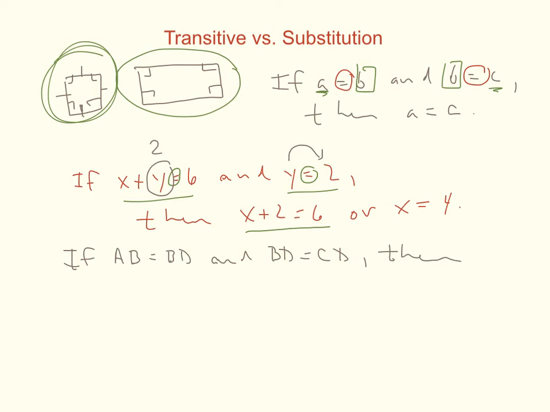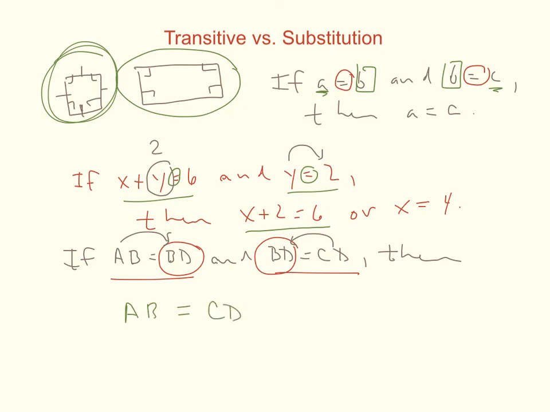Well, in this case, I have an equation on both sides. I have two equations, equation here, equation here. They both have an equal sign. Notice they both have a BD. Because they both have a BD, then I can go ahead and conclude that if AB equals BD, in other words, this one equals BD, and CD equals BD, then it makes sense that AB equals CD.